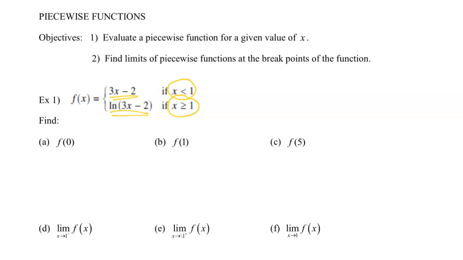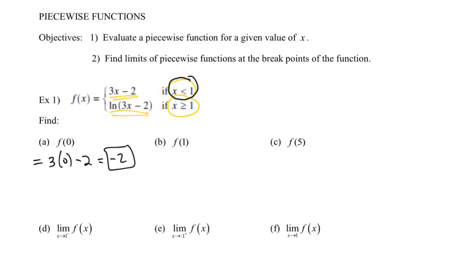Okay, so if we look at letter A, f of 0 is what we want to evaluate. Well, we remember that f of 0 just means plug 0 in for x. But which of the functions do we plug into for f of 0? Well, f of 0 means that x is 0, and 0 is less than 1. And so I'm going to be plugging that into the first piece to get my answer. So 3 times 0 minus 2 will give me an answer of -2.